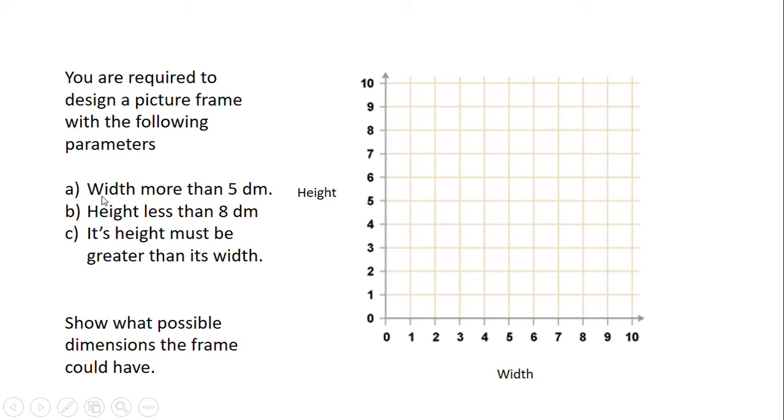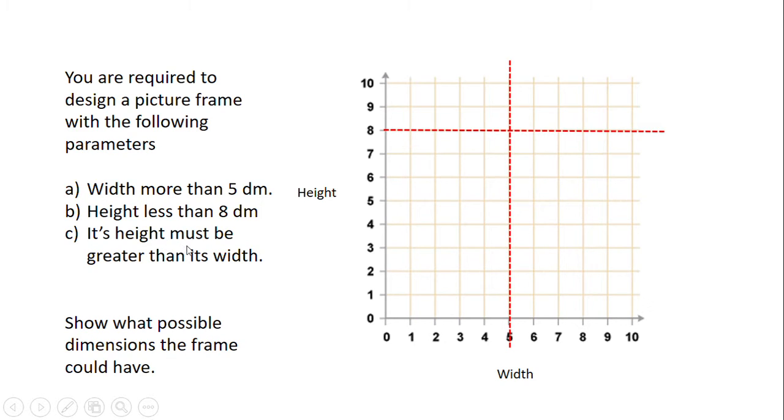So how are we going to make sure that our width is more than 5 decimeters? Well, we can draw a line along that area over there, and that area over there is a width of 5. So anywhere on this side of that line has a width of greater than 5. Height has to be less than 8 decimeters. So that line over there shows where the height is 8 decimeters. All of these coordinates here have a height of 8 decimeters. If the height is less than 8 decimeters, we want anywhere on this side of the line. Anywhere on this side of the line has a height of less than 8 decimeters.